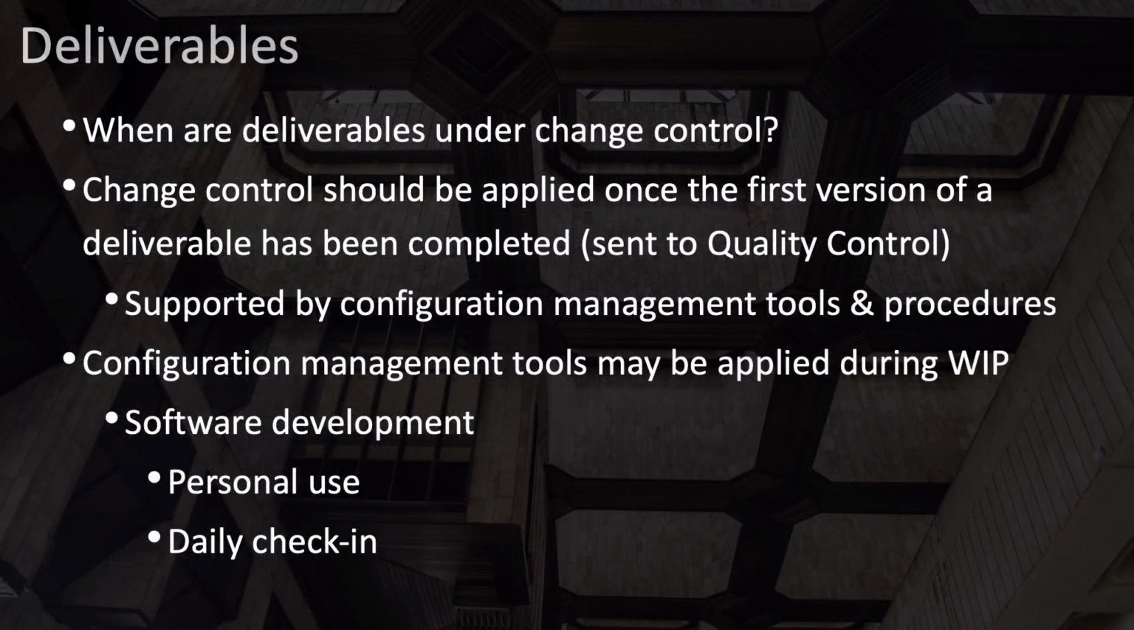Deliverables. At what point do you decide to put your deliverables under change control? The answer is that change control should be applied once the first version of a deliverable has been completed. In other words, when you decide to then send it to quality control, at that point, even before it's been checked to see if it passes your quality requirements, you need to put those deliverables under change control. Your configuration management tools and procedures should be used to support this.